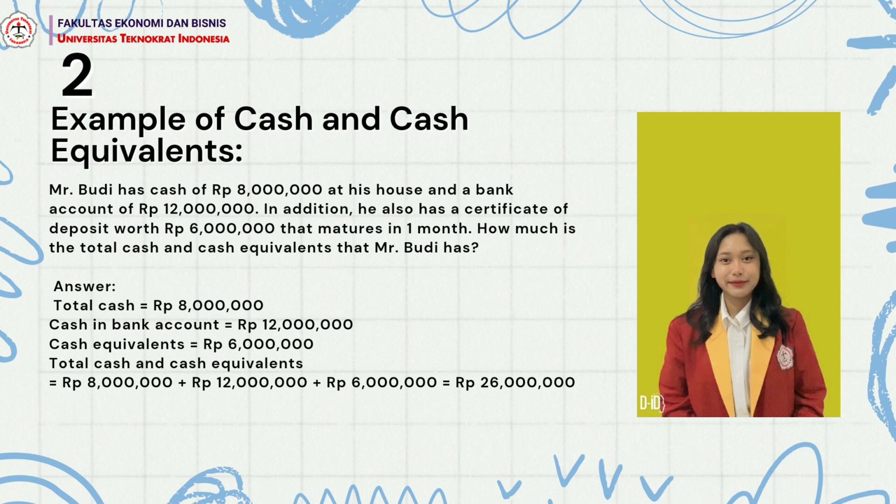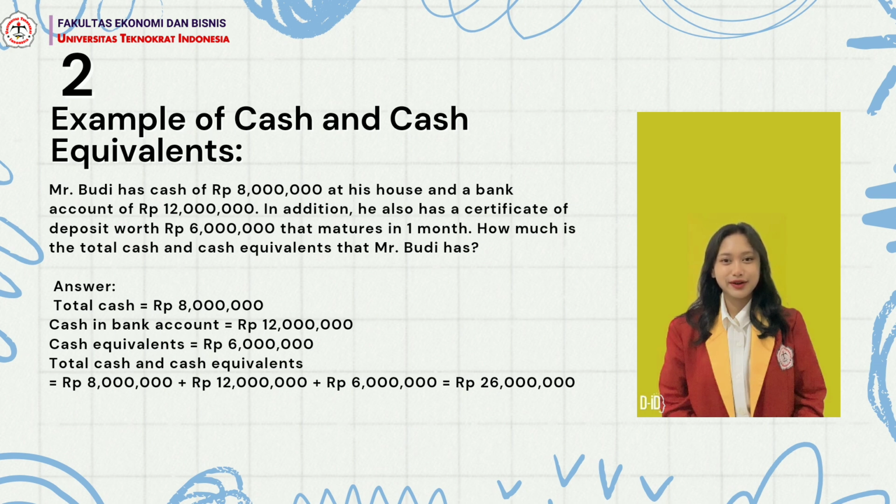Question 2. Mr. Booty has 8 million in cash at home and 12 million in a bank account. In addition, he also has a certificate of deposit worth 6 million that matures in 1 month. How much is the total cash and cash equivalents that Mr. Booty has?